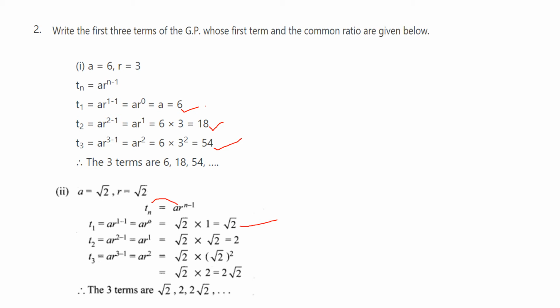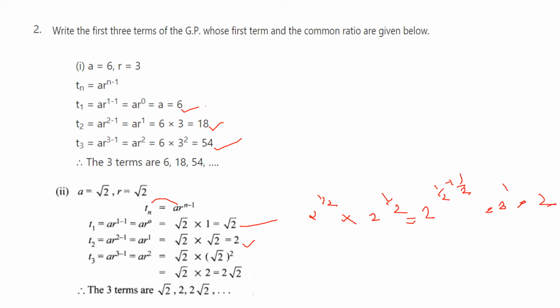T2 equal to A R to the power 2 minus 1, that is nothing but A R to the power 1. A is root 2, R is also root 2. Root 2 into root 2 equal to 2 only. So here you see 2 to the power half into, that is root 2, 2 to the power half. So this is nothing but A to the power m into A to the power n equal to A to the power m plus n, that is 2 to the power half plus half. That is half plus half is 1, 2 to the power 1 equal to 2 only.